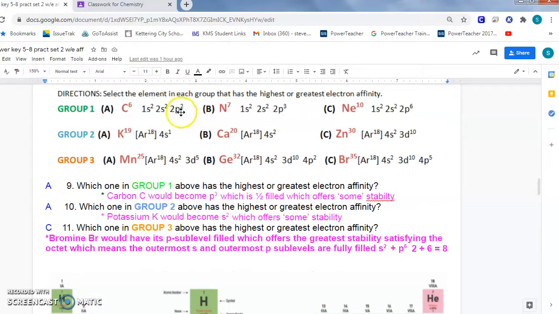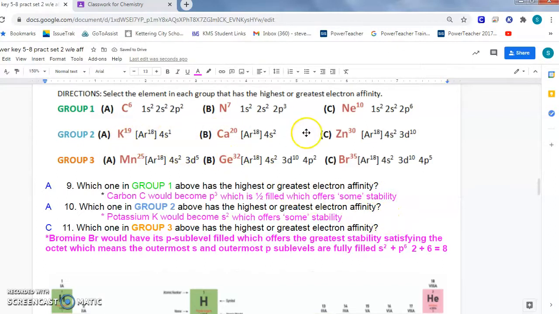Carbon is a P2. If it gets an electron, it becomes a P3, and that is better than a P2. P3 is half filled. So which one in group 1 has the high affinity? Carbon does, letter A. Why? Because carbon would become half filled, which gives it some stability. Not a lot of stability, some stability.